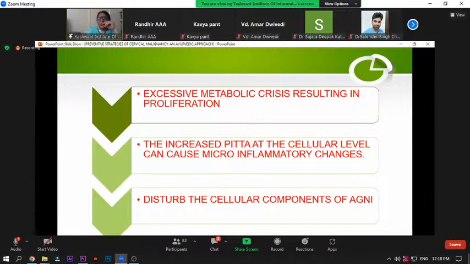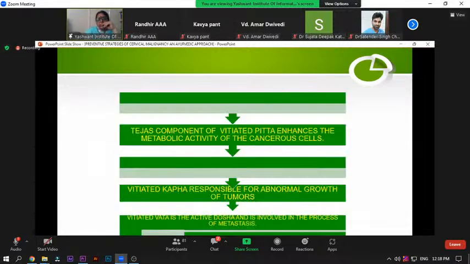So this excessive metabolic crisis resulting in proliferation, leading to increased pitta at the cellular level, can cause micro-inflammatory changes and disturb the cellular components of Agni, that is the Dhatvagni. The Tejas component of vitiated pitta enhances the metabolic activity of the cancerous cells. So this is a basic pathology.